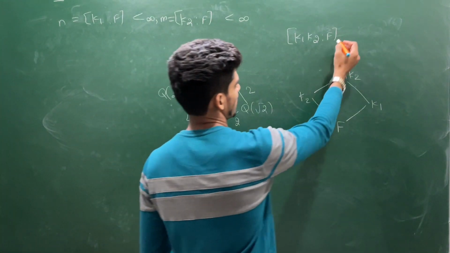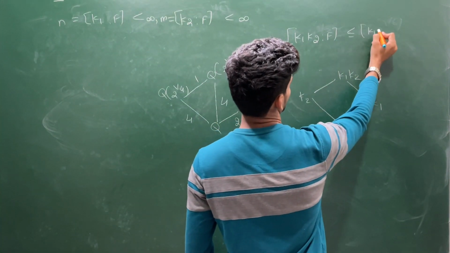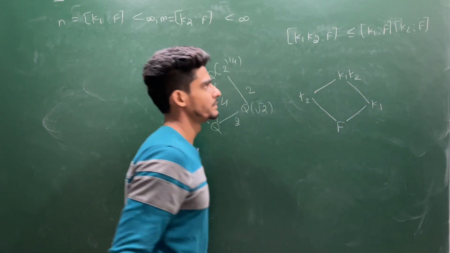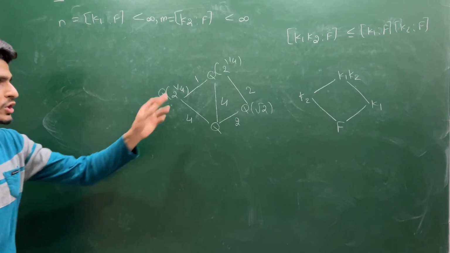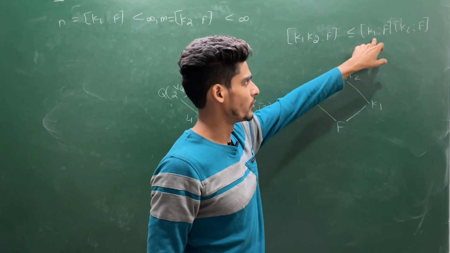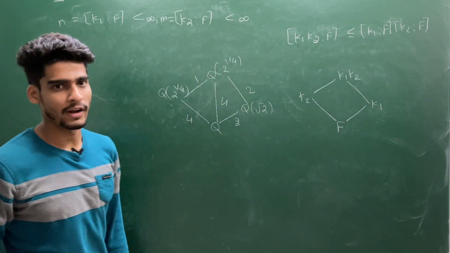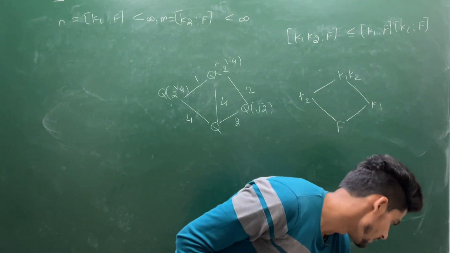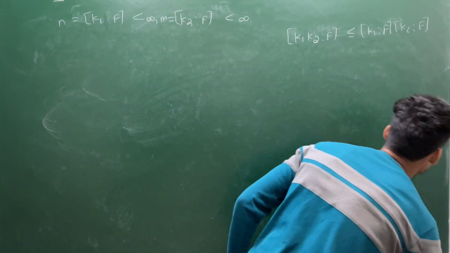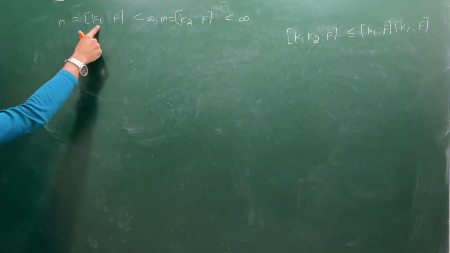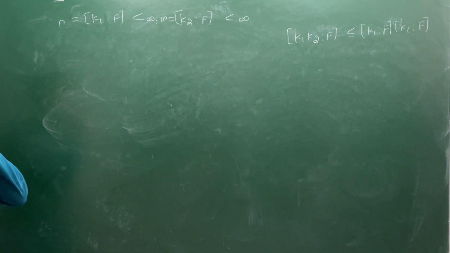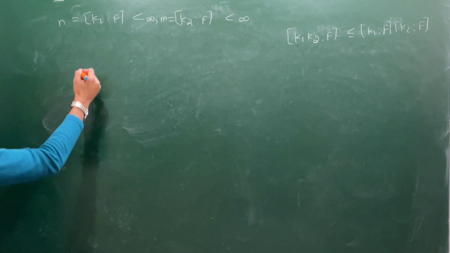Can I say this is always less than or equal to? Can I say this? Yeah, actually I can say this. This is less than or equal to the degree of K1 over F times the degree of K2 over F. The proof is very easy. Let me give you a one or two line hint. Suppose the degree of K1 over F is N and the degree of K2 over F is, say, this. First observe this thing.